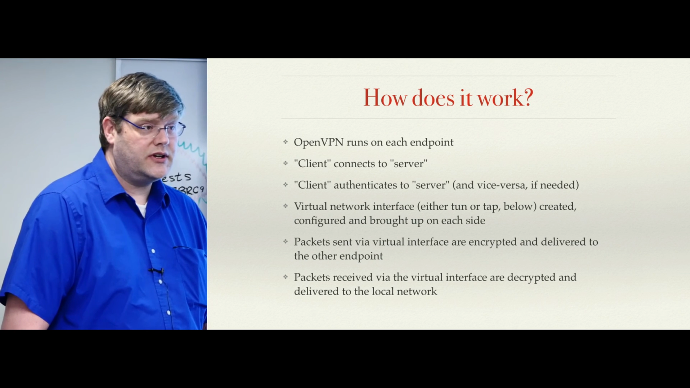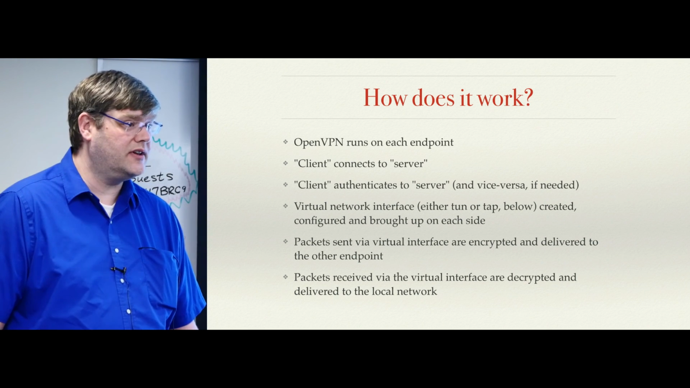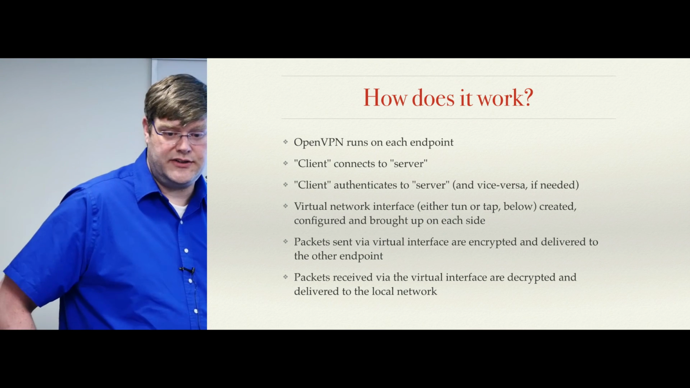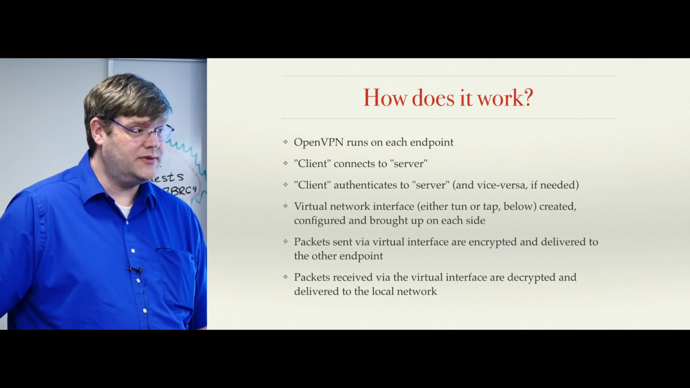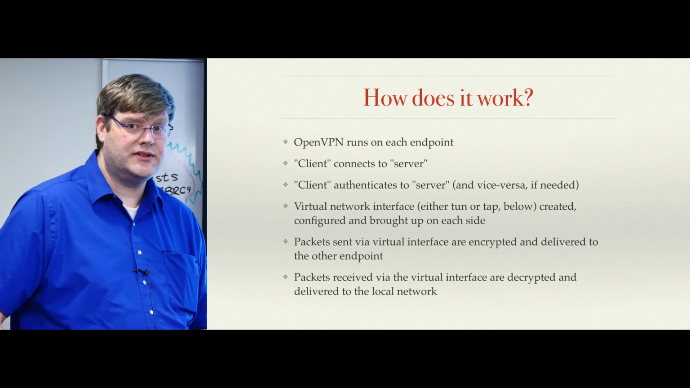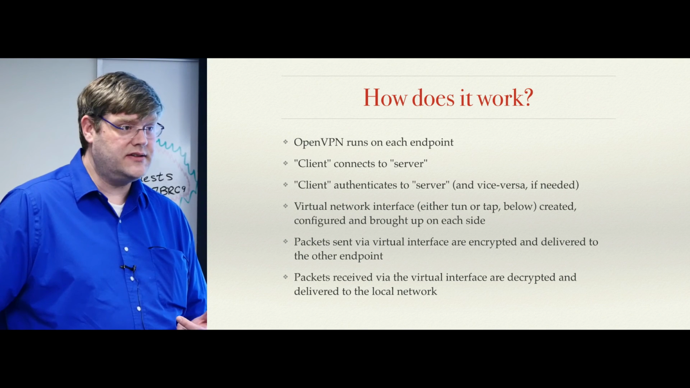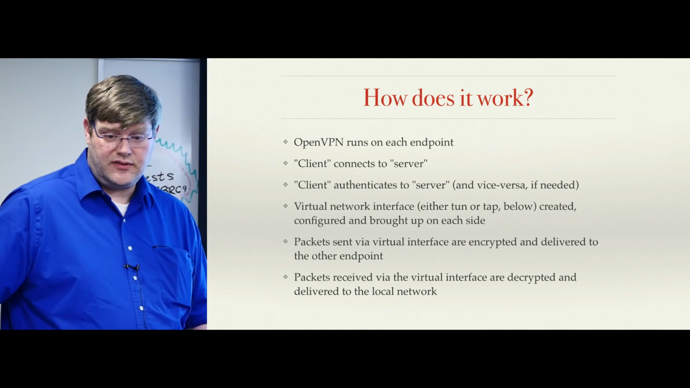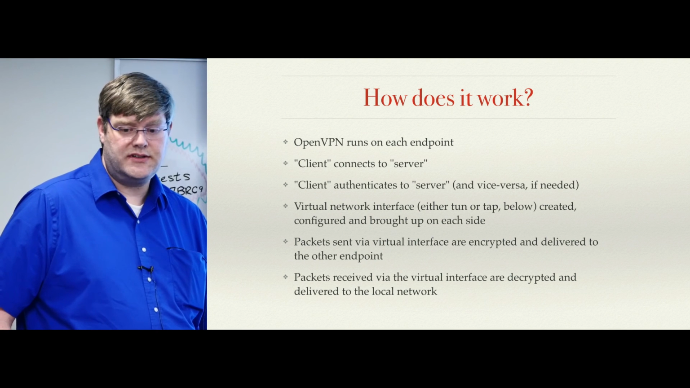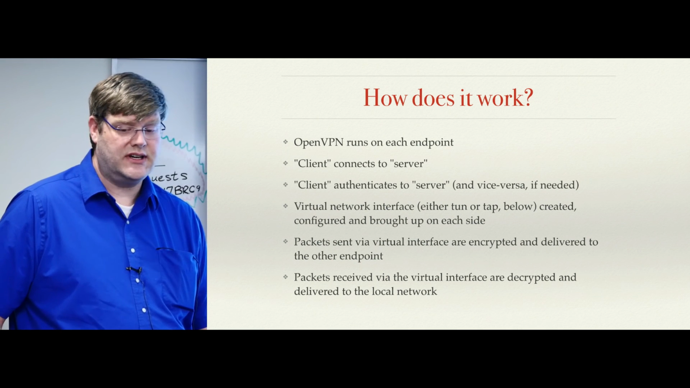So how does it work? You run OpenVPN on one side, you run it on the other side. If you're using TCP, the client connects to the server. If you're using UDP, it's kind of fuzzy which is which, and it doesn't actually matter very much unless you want it to. But they connect to each other, they authenticate to each other, or the client to the server at the very least. There's a virtual network interface, either a tunnel device or a tap device. We'll talk more about that in a second. Created on each endpoint. Once the authentication happens, the network interface is brought up and configured, and then the tunnel's up and running. Anything that goes to that interface gets encrypted and sent over the tunnel. Anything that's received over the tunnel gets decrypted and sent to the local networking stack.